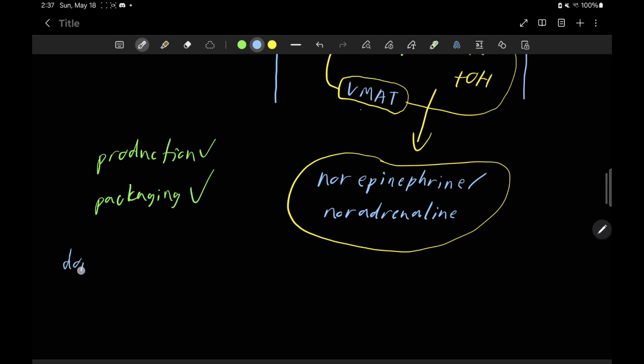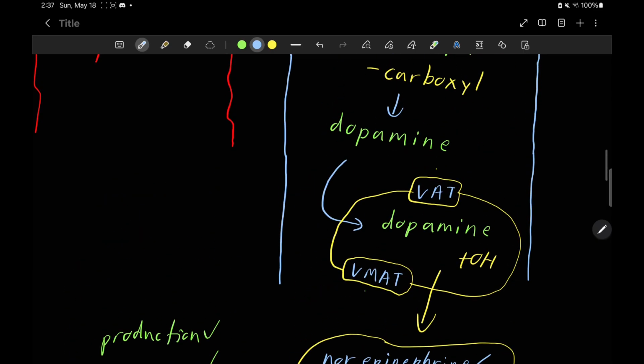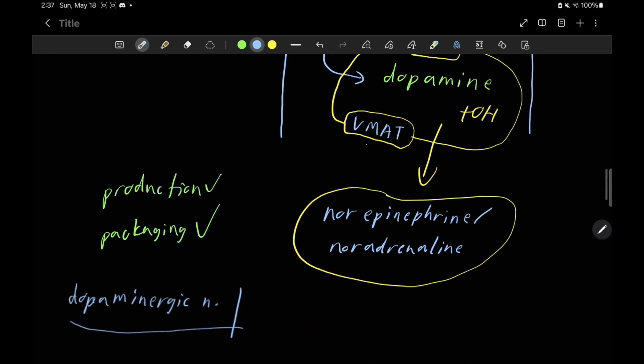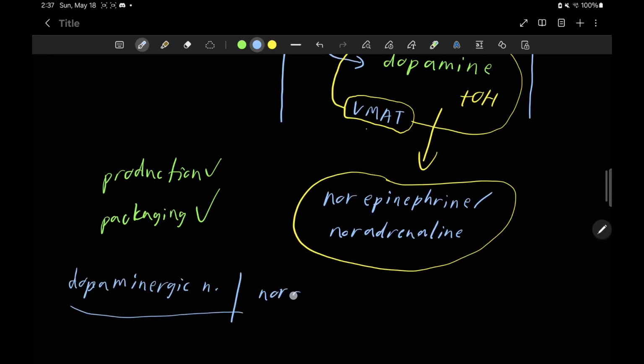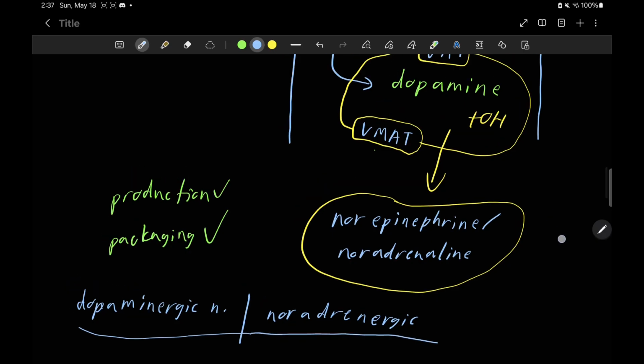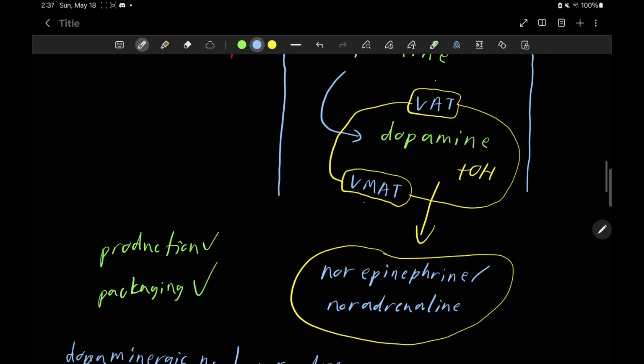So dopaminergic neurons, as the name suggests, will store dopamine and release dopamine to go do responses. Whereas noradrenergic neurons are different types of neurons, and these, as the name suggests, don't stop at dopamine, but go on to noradrenaline or norepinephrine.